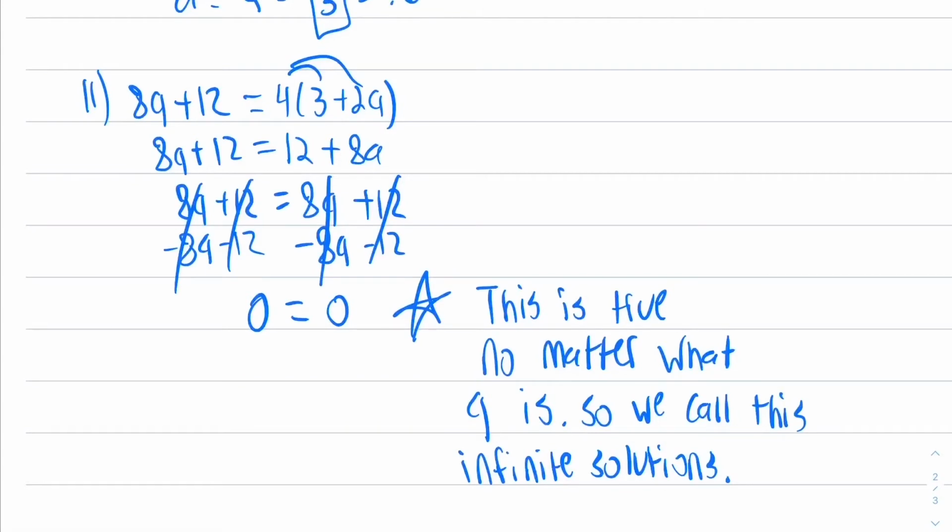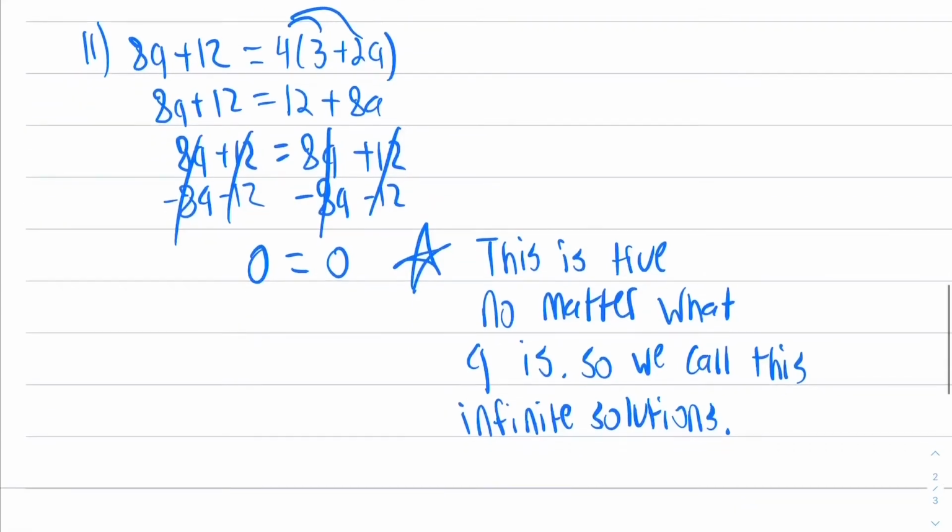Because everything canceled out, that means that everything was actually balanced. Everything was equal to each other. And because it was equal, it doesn't matter what you plug in for q, you're going to have a true answer. So if I can plug in anything, that means I can plug in everything, which means I have infinite solutions. And this will make more sense once we start graphing. It would mean that these two equations, the left side and the right side, are actually parallel lines. Well, not just parallel, they're actually right on top of each other.